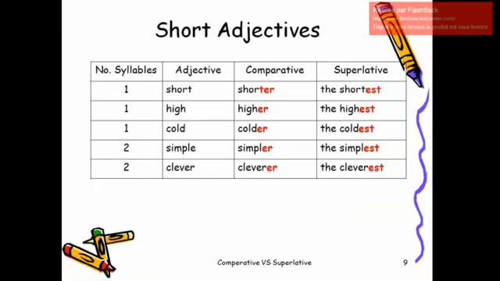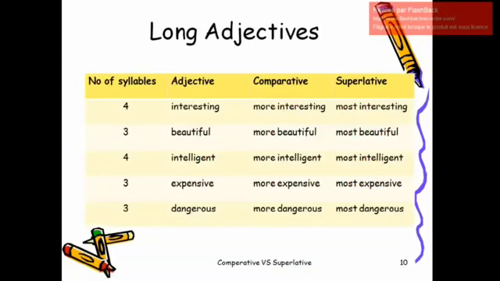Short adjectives, here we have the number of syllables, the adjective, comparative form and superlative form. Short, it contains one syllable. Shorter, the shortest. Don't forget the. High, it contains one syllable. Higher, the highest. Cold, colder, the coldest. Simple, it contains 2 syllables. Simpler, the simplest. Clever, it contains 2 syllables. Clever and the cleverest.